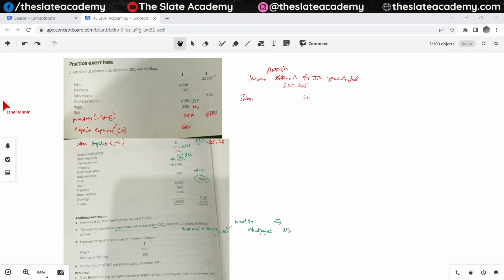So I write 120,000 less sales return. How much are sales return? 7,300. So I deduct 7,300 from it. I get net sales 112,700. Then I say less cost of sales. For cost of sales, I'll have opening inventory.